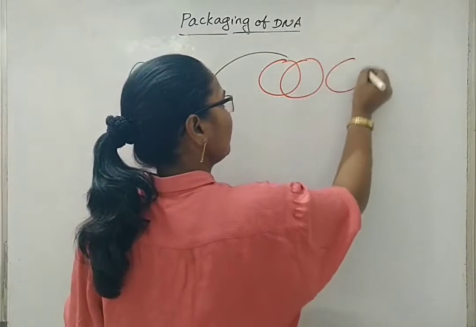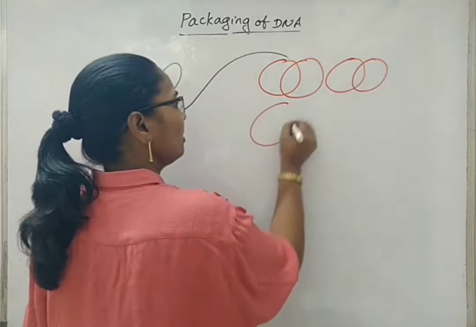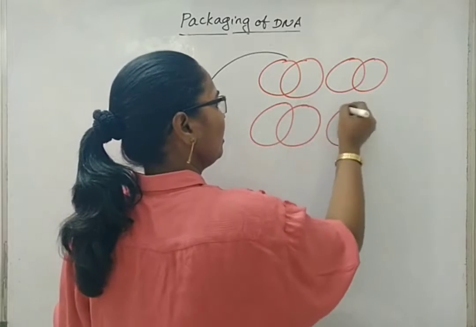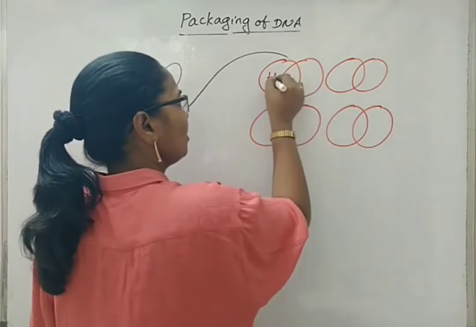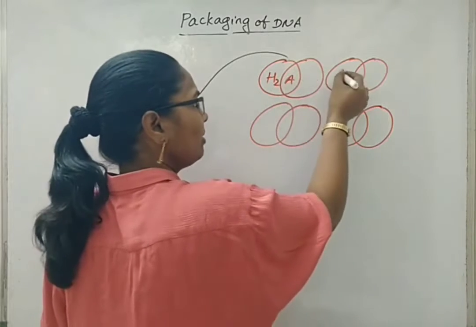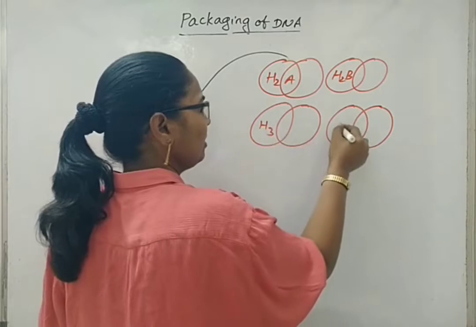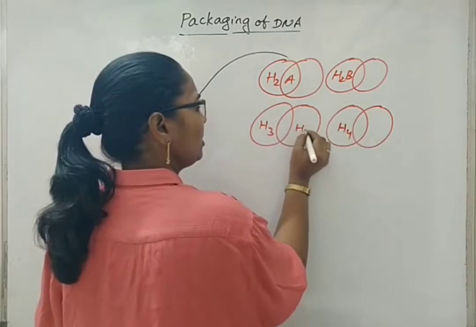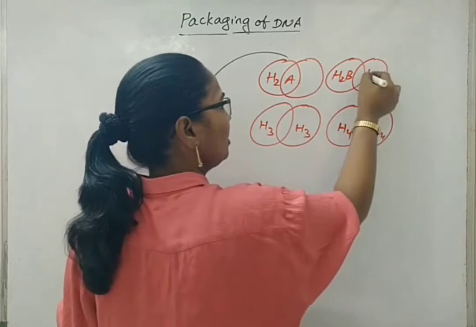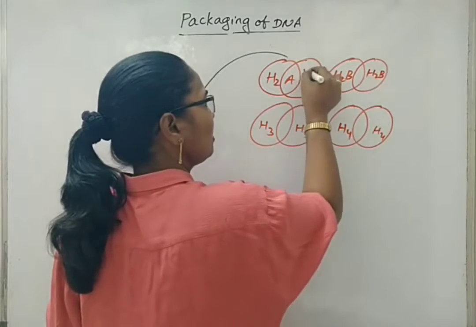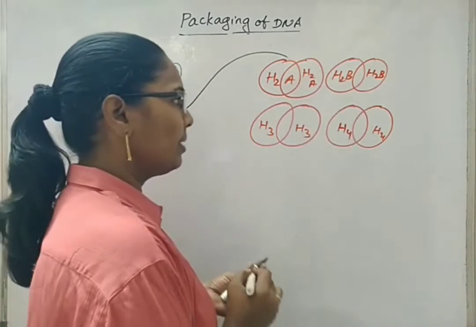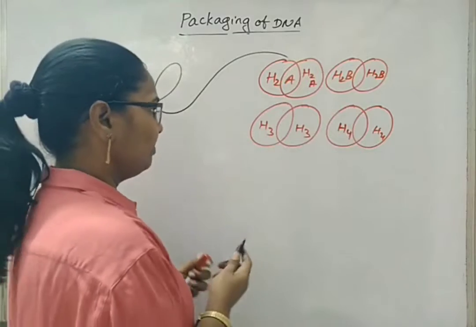H2A, H2B, H3 and H4. H2A, 2 number means pair, H2B and H3 and H4. So this is H3, this is H4, this is H2B, this is H2A. So totally 8 number of histone proteins.